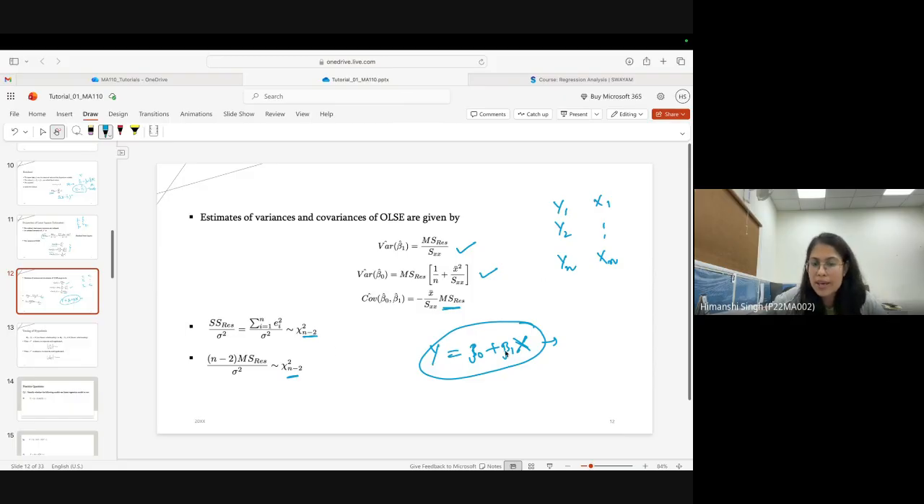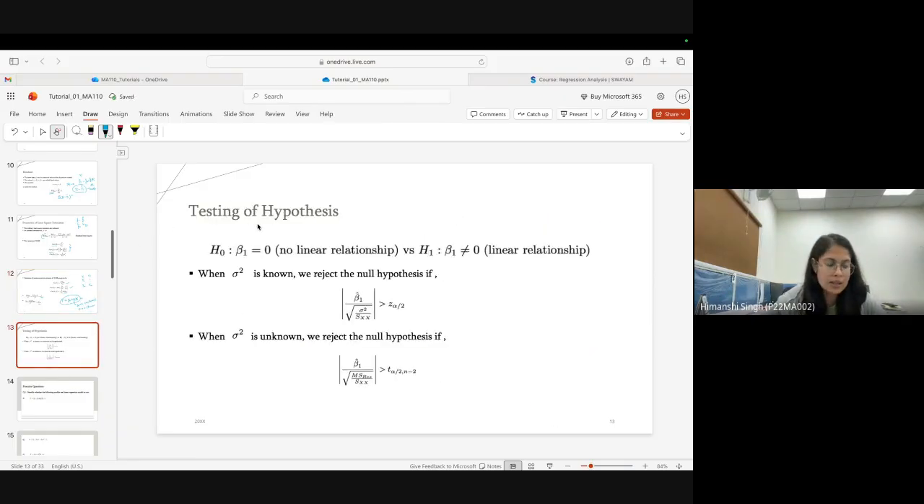If I want to check whether there is a linear relationship or not, I will just check whether beta 1 is 0 or not. If beta 1 is 0, that implies there is no linear relationship, and if beta 1 is not 0, it means there is a linear relationship. That's why we test that hypothesis. The null is beta 1 equals 0, which implies there is no linear relationship, versus the alternative that beta 1 is not equal to 0, that is, there is a linear relationship.